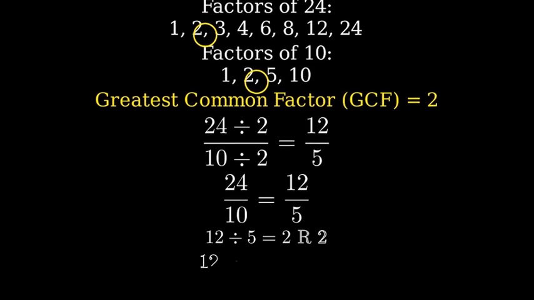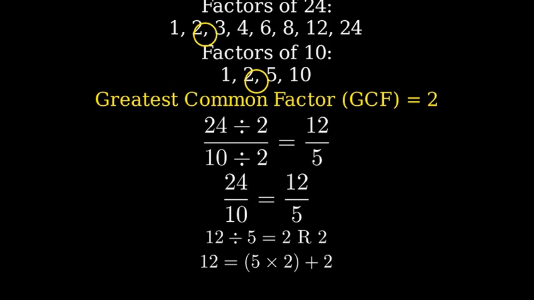To convert 12 fifths to a mixed number, we need to divide 12 by 5. Let's set up the division. 12 divided by 5. 5 goes into 12 two times. That's our whole number. 2 times 5 is 10. Subtract that from 12, and we get a remainder of 2.